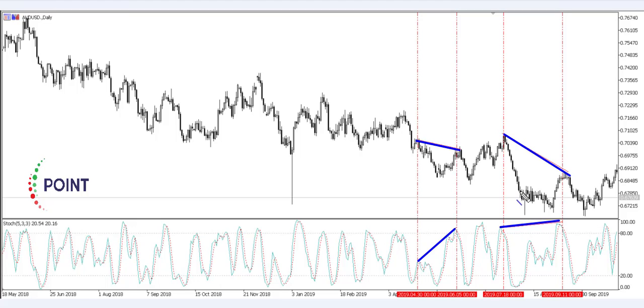Try to use divergence with other tools like support and resistance levels, price patterns, Japanese candlestick patterns, and so on. This is going to help you a lot in trading. This is going to improve your trading, and please don't use it as a standalone tool.